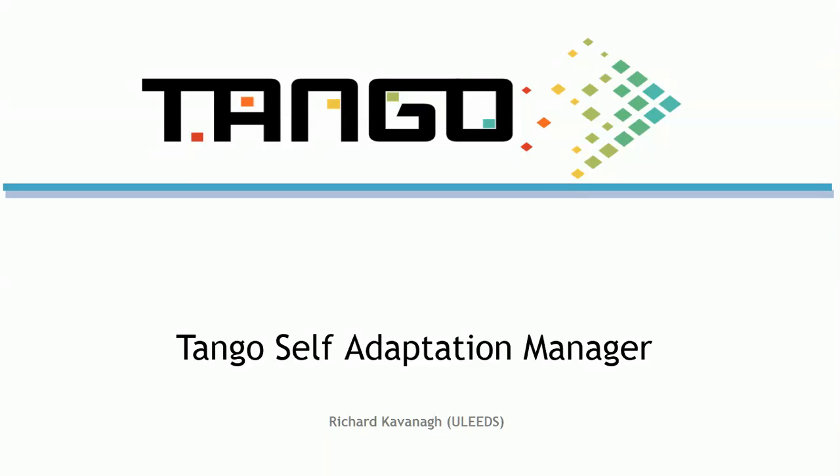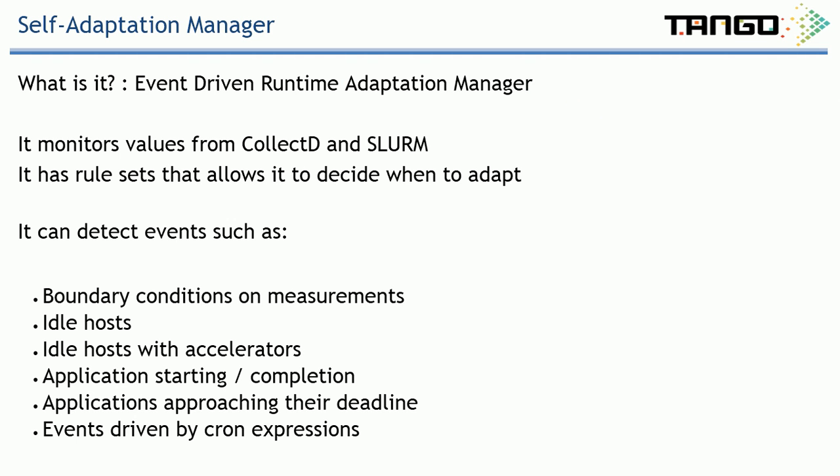In this video, we're going to discuss the TANGO Self Adaptation Manager, the benefits it provides and how to use it. What is it? The Self Adaptation Manager is an event-driven, runtime adaptation manager. So it responds to events within the system that it's monitoring and performs adaptation as required. It monitors values from collectD, which is the TANGO framework's chosen monitoring infrastructure, and it also monitors information from Slurm, which is the device supervisor.